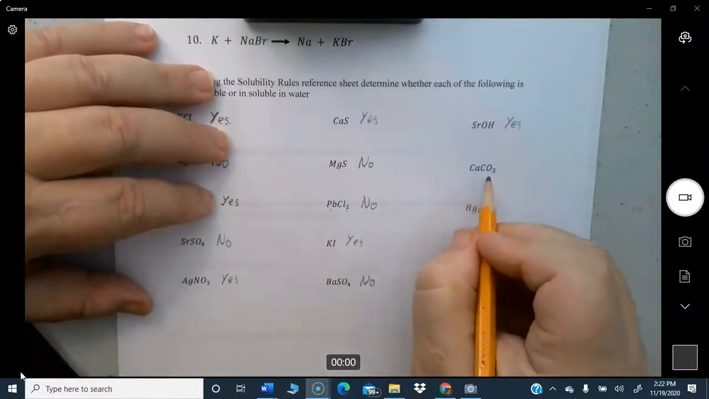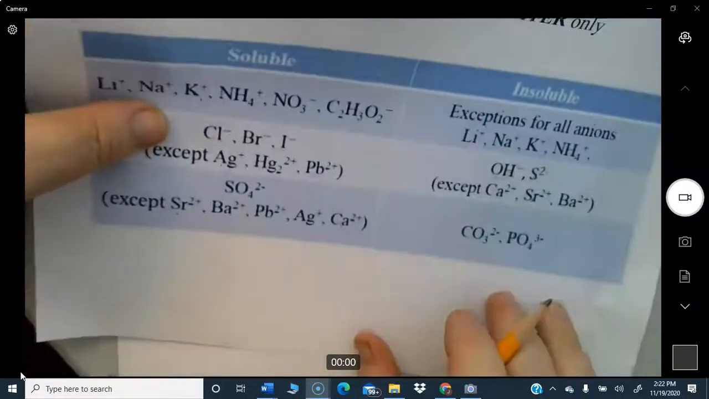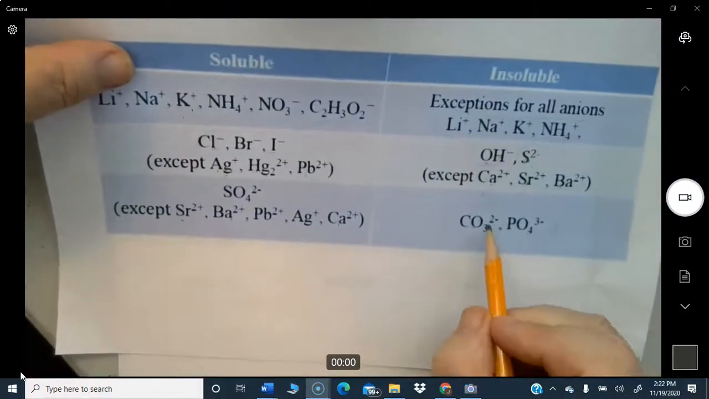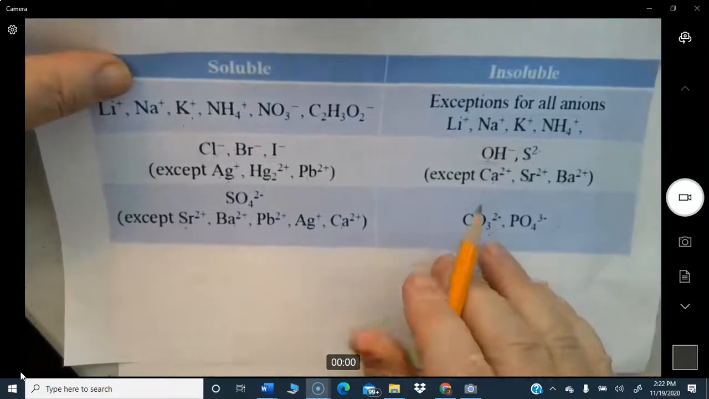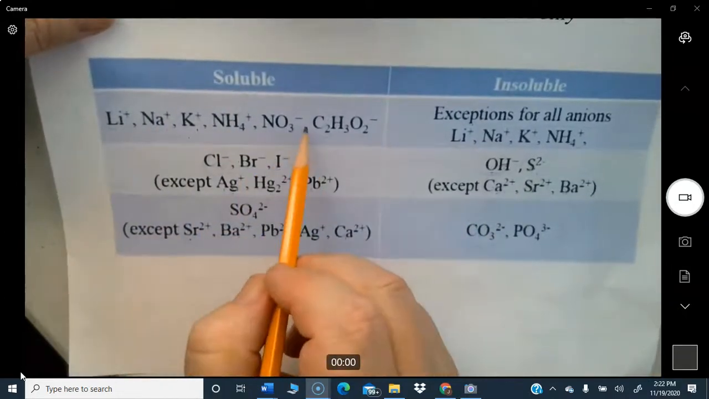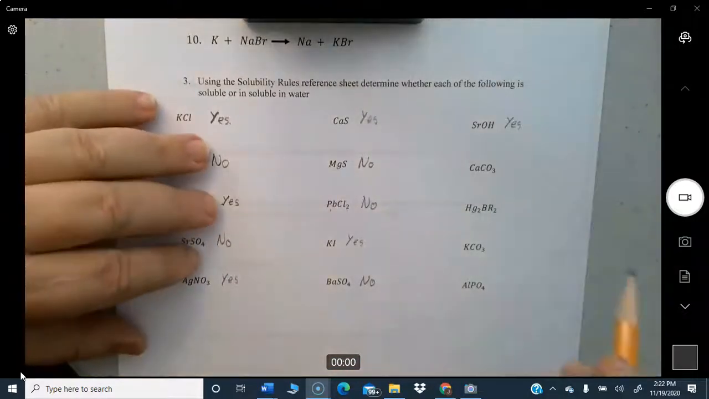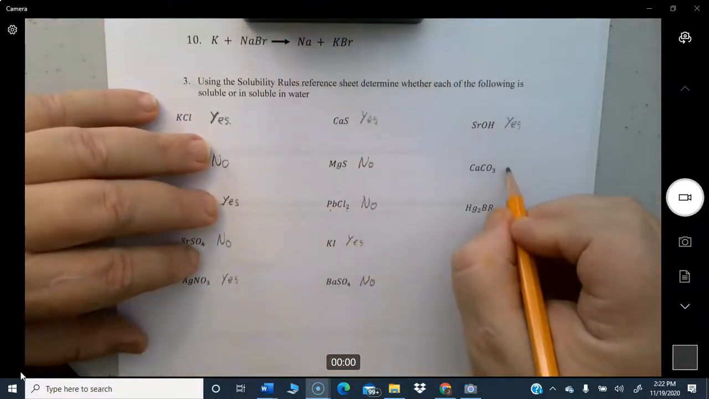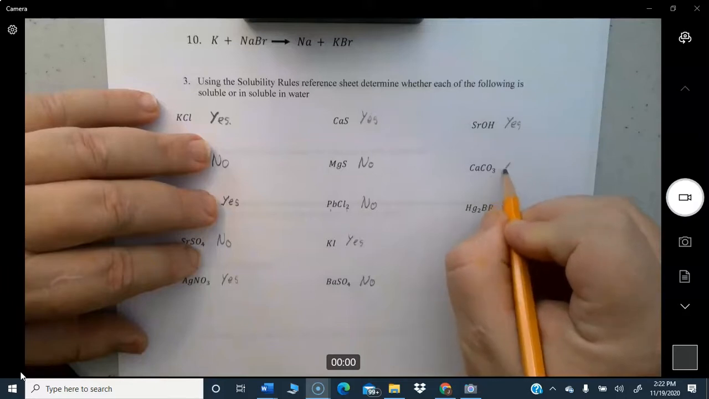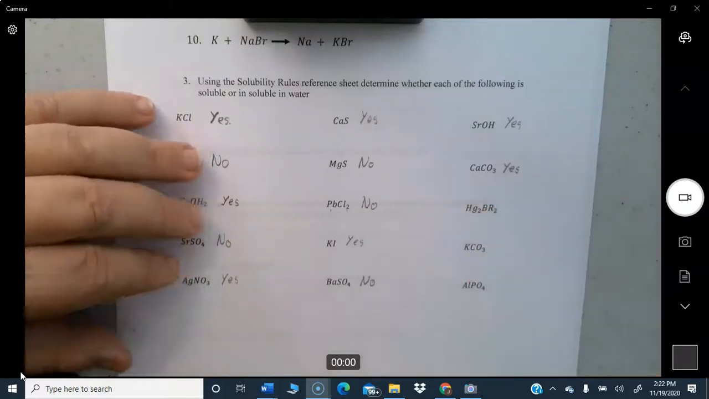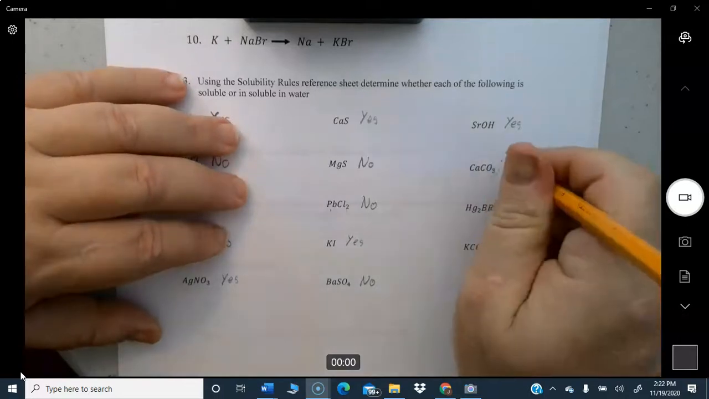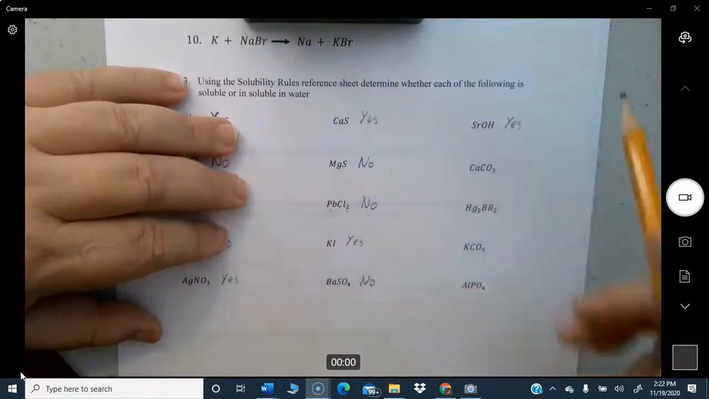Okay. Calcium carbonate. So right down here we have carbonate. Calcium is not one of these that'll break up with everything, so that's going to be insoluble. That's eggshells basically. You put eggshells in water, they're not going to dissolve. So what did I say? No, that's insoluble. Sorry. That's insoluble in water.